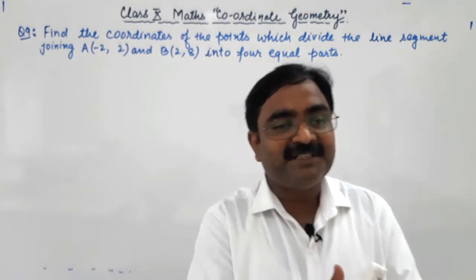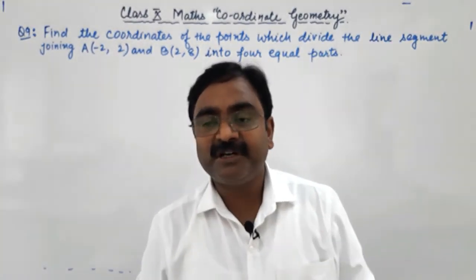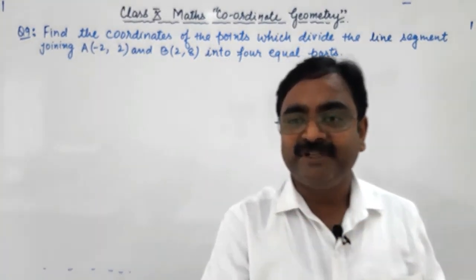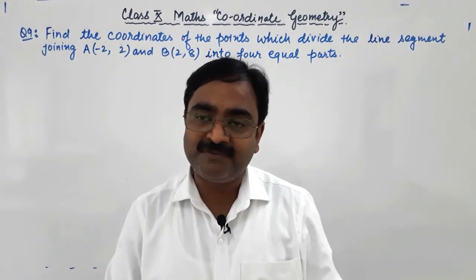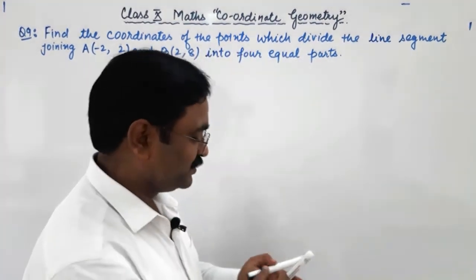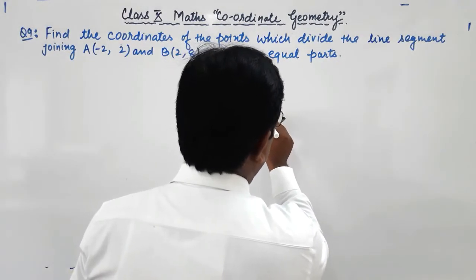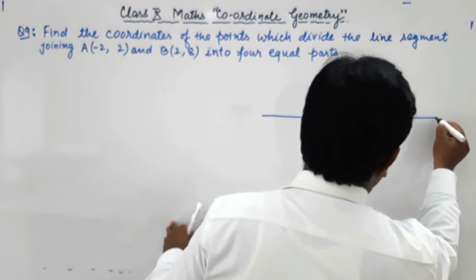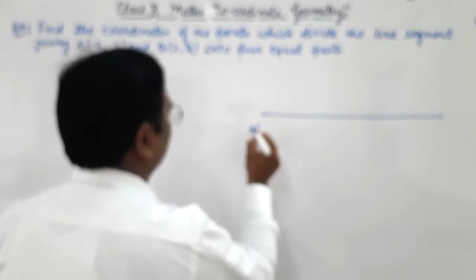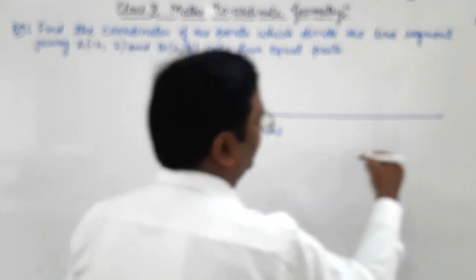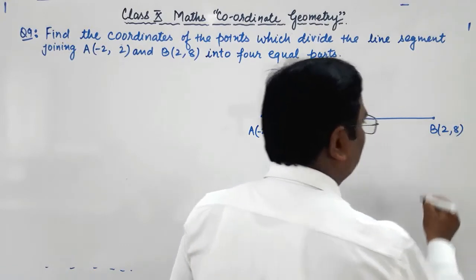If a line segment is given, we have to divide it into 4 equal parts, so how many points do we need to draw on the line segment? 3 points we need to draw. We are going to find out the coordinates of those 3 points. So let us see. If the given line segment is AB, the coordinates of A are -2 and 2, and the coordinates of B are 2 and 8.